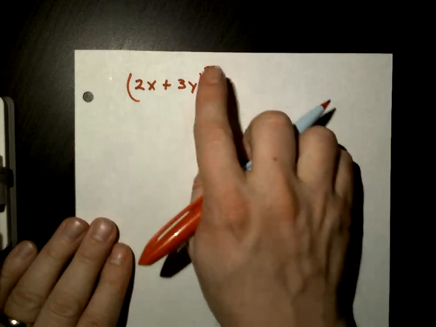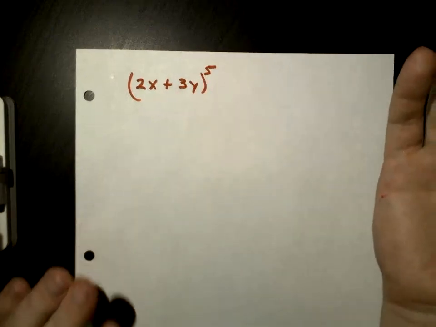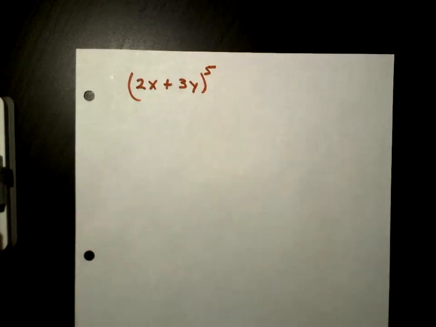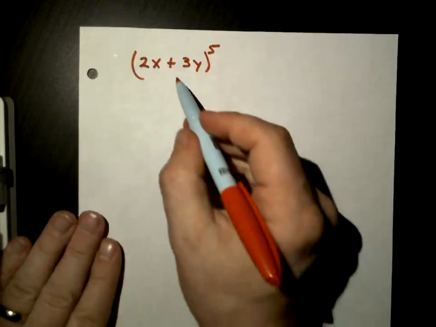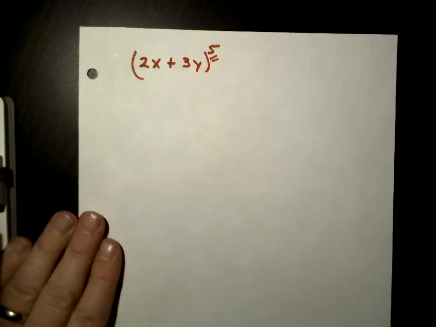Now, you can do FOIL 5 times. You're going to have a headache. You can do it. Be very careful. But if we know Pascal's triangle, this will be a breeze. So let's do that. So Pascal's triangle, we're going to go up to the 5th power.